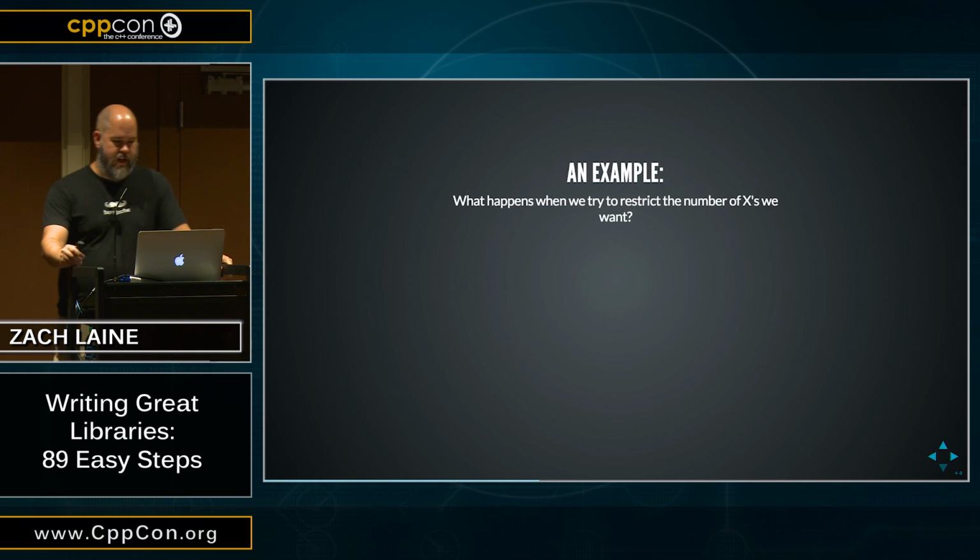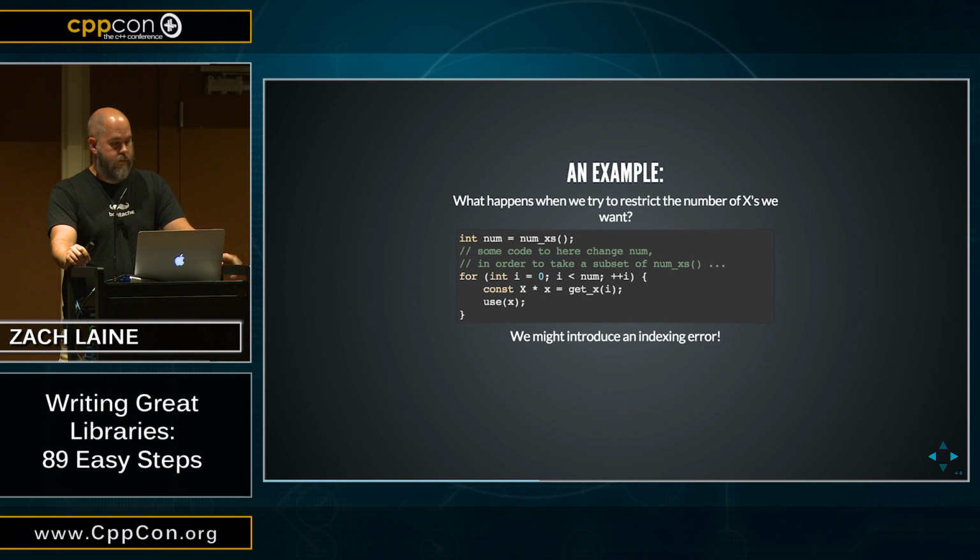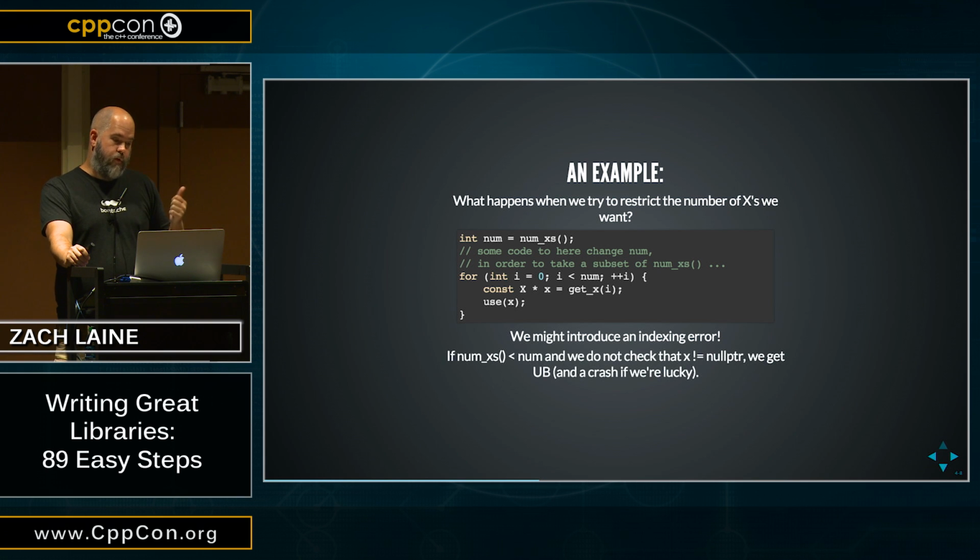Okay. So what happens when we try to restrict the number of x's in that example before, like the bad interface for getting x's, right? We get the number of x's, we have some code that mutates that number, and then we loop over the x's that we want to look at. Well, if I write that code that mutates the num variable such that num exceeds the number of x's, then I get undefined behavior. Hopefully I get a crash, but maybe I just get an undetected bug for months that I have to deal with down the road, okay?